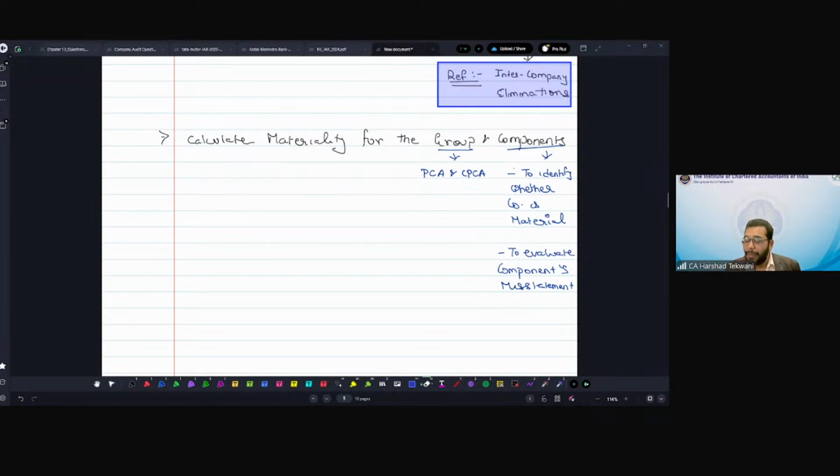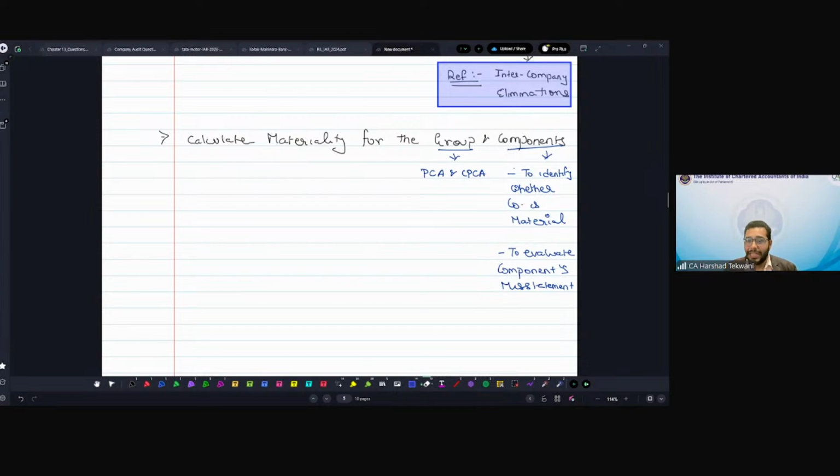We have to comply with SA 600. That is not a question. But apart from that, once I calculate this materiality for the group as a whole, then I allocate the materiality to a component. Now I need to think of PCA and CPCA, that is the permanent consolidation adjustments and current period consolidation adjustments. Because from this point, I will be talking about auditing the consolidation.